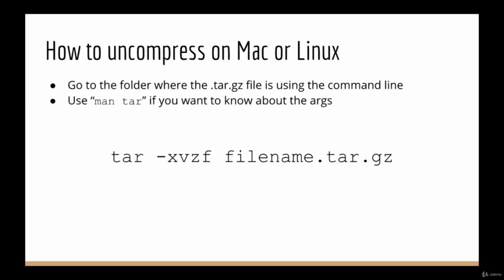Okay, so if we download a tar.gz file, how do we get back to the original contents? I'm going to cover the Mac and Linux use case first, since that's the simplest. So all you need to do is go into the command line, cd into the folder where the file is, and type in tar -xvzf and then the file name. So even though there are two steps, the tar program is going to take care of both steps for you.